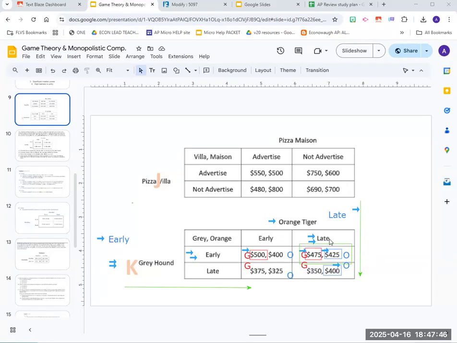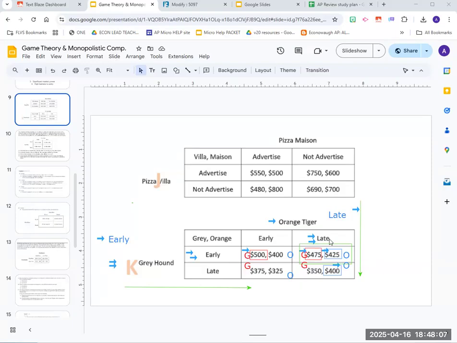This is the choice that they are definitely going to make. Greyhound is going to choose an early departure for 475, and Orange Tiger is going to choose a late departure for 425. And that would be that Nash equilibrium. But again, the easy way of remembering, it's simply the box that has both of the numbers circled.